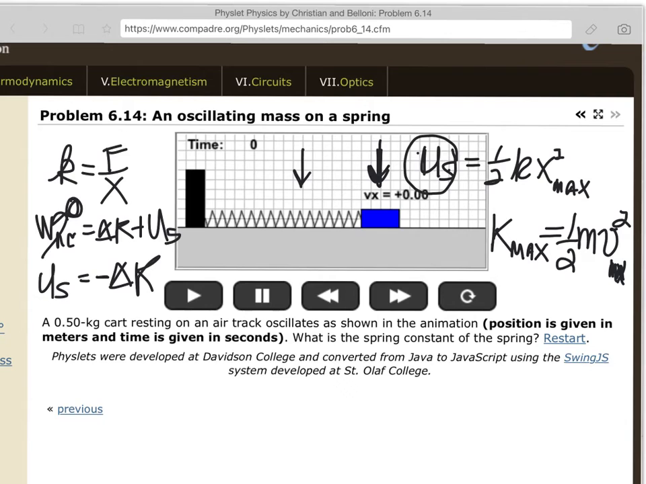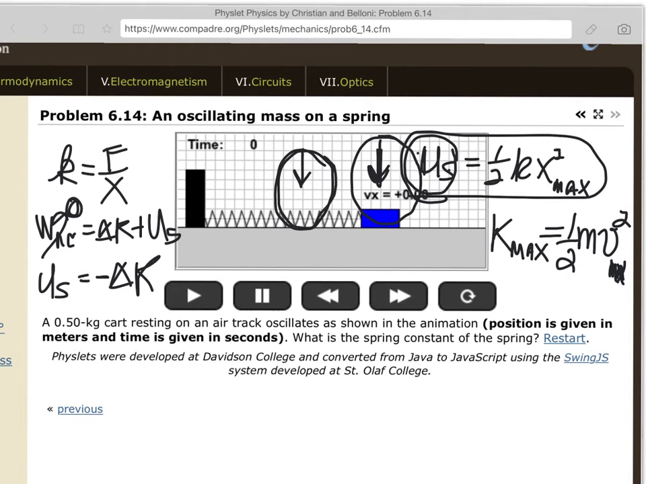I'll say it one more time. Get the energy at the end, where it's all spring potential energy, by finding the kinetic energy in the middle, where it's all kinetic energy. And since the energy of the system is constant, because there's no work, it's frictionless, in the middle it's all kinetic, at the end it's all potential. Every other place it's a mixture.